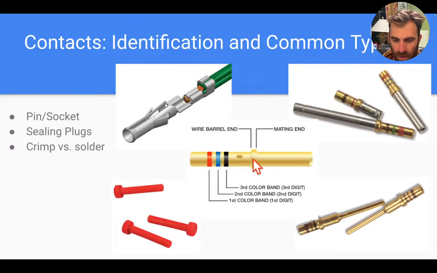And then this is going to be the mating end of the contact. If we were to look at this, I can't really see the sight hole on any of these pins, but you can see this little part here is in between the wire barrel and the mating end, and then this is the actual contact pin or socket side of the contact.